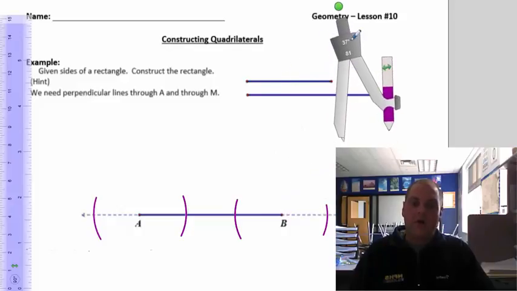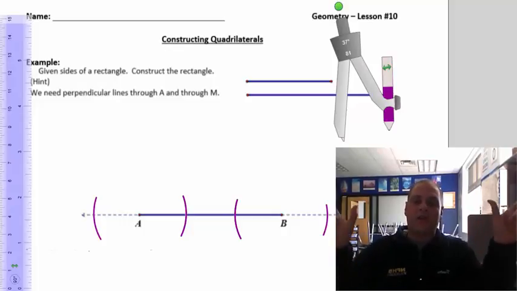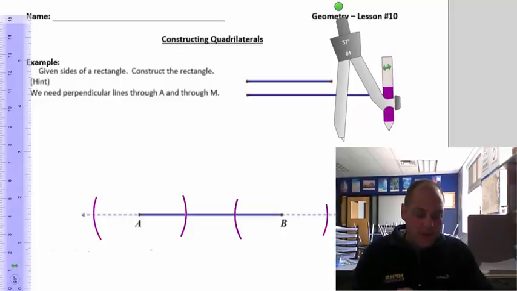All right. So you could have done the half circle. You could have done a full circle around A, full circle around B. It doesn't matter. All you really need is arcs on either side of A and B. Okay, so now we're going to mark those.